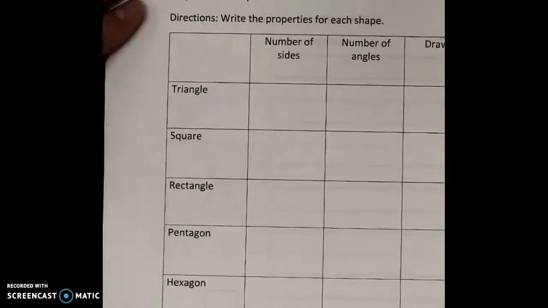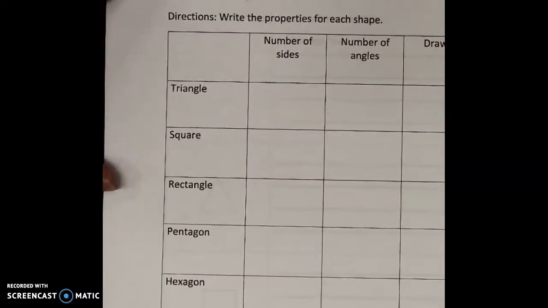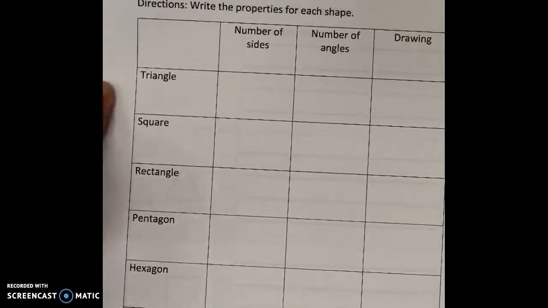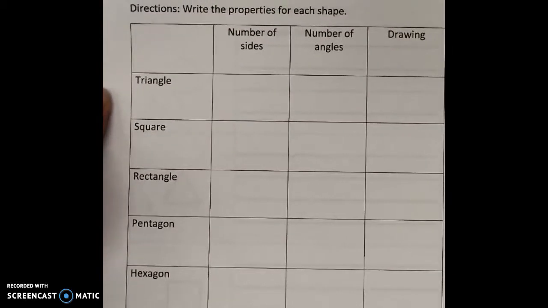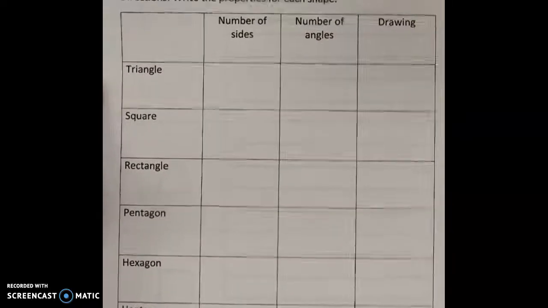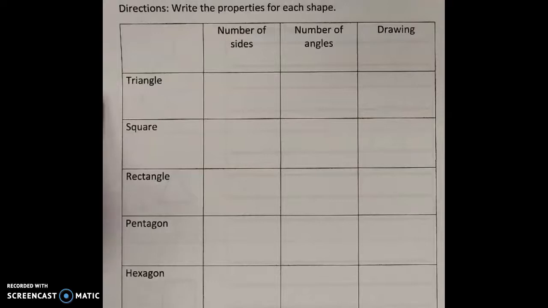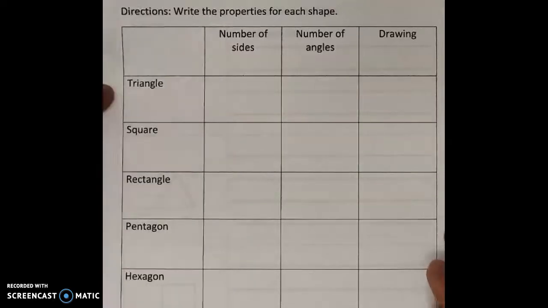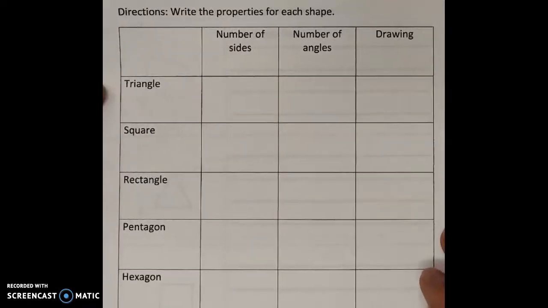Okay. The direction says write the properties of each shape. Some shapes I'm pretty sure you've learned in grade 1 or 2 and remember. Some might be new, so for the ones that are familiar to you, it'll be review, and for the new ones, it'll be learning new properties. Let's start with triangle.